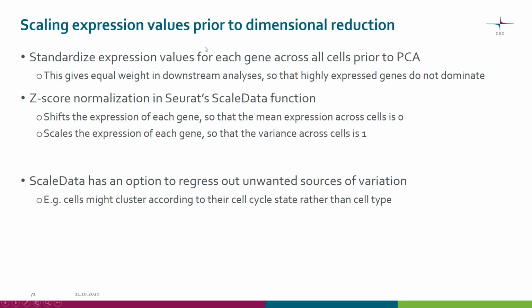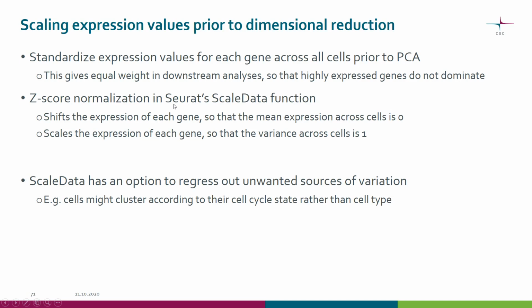So ultimately we are going to do clustering and we will use principal components for that. So we'll need to do principal component analysis. But before that, it's necessary to standardize the expression values for each gene across all the cells, because this will give equal weight in downstream analysis, so that the highly expressed genes do not dominate as they otherwise would.